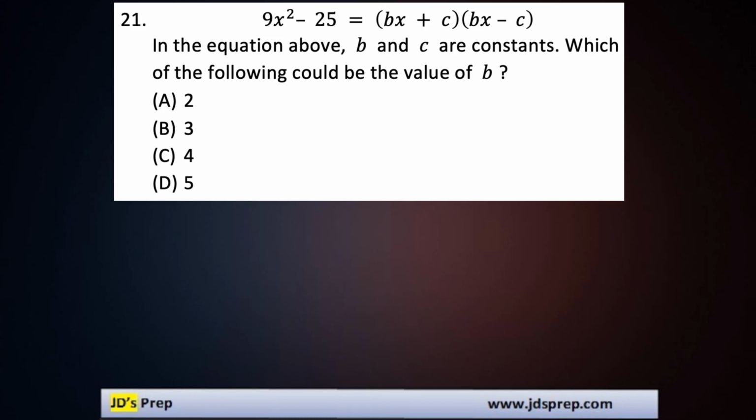In this problem, we're given the equation 9x squared minus 25 is equal to (bx plus c) multiplied by (bx minus c). What we're trying to find is the value of b. Well, hopefully you should be able to take a quick look at 9x squared minus 25 and realize that this is an example of a difference of squares, which means we can factor this quite easily.